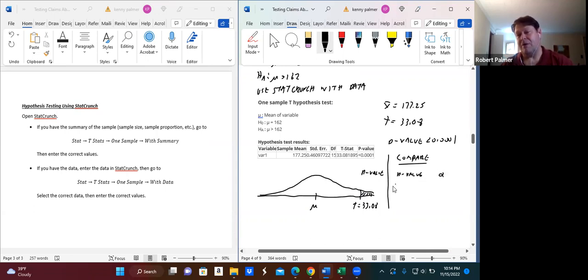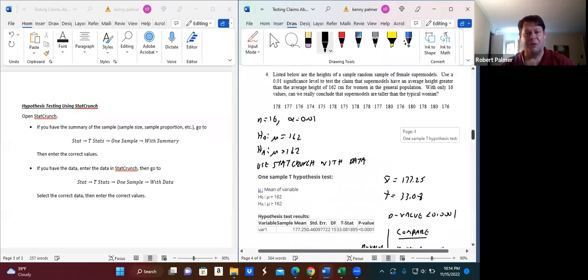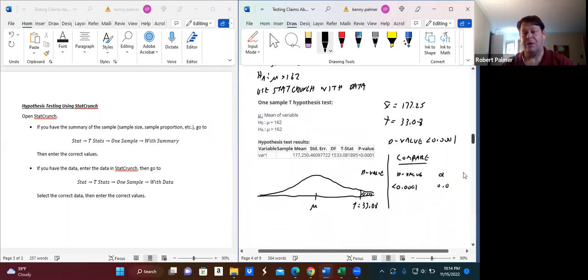Okay, so the p-value is less than 0.0001, and the alpha is 0.1 actually, but it doesn't matter because it's clearly less. So in this case, once again, we're going to reject our null hypothesis.